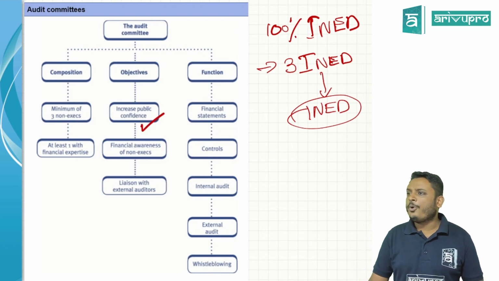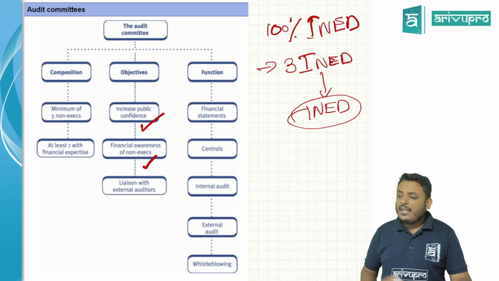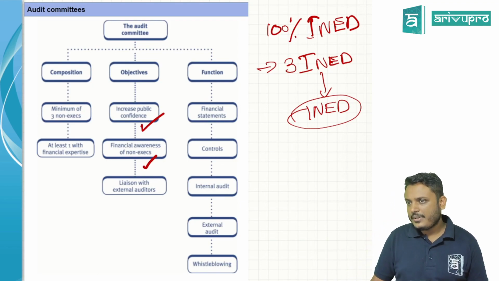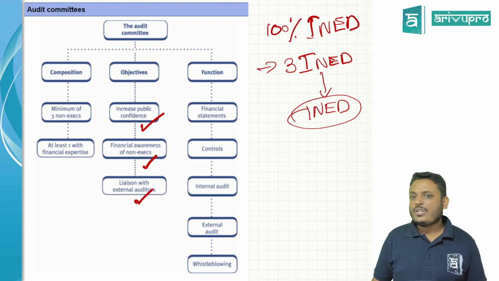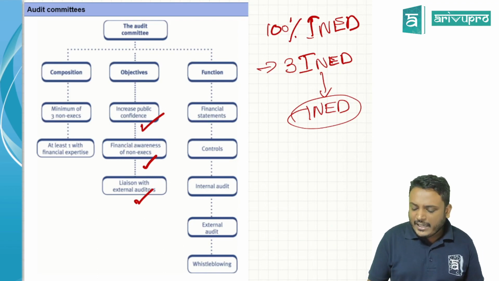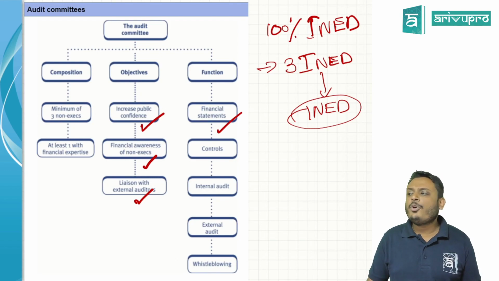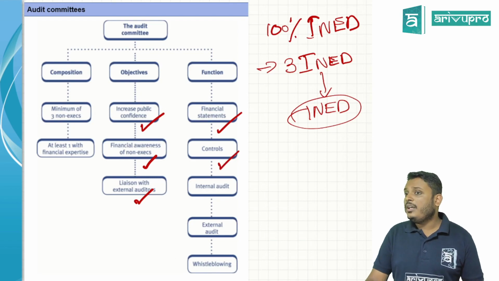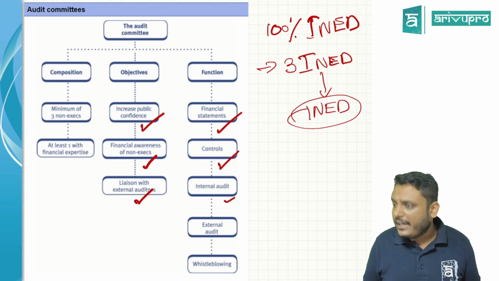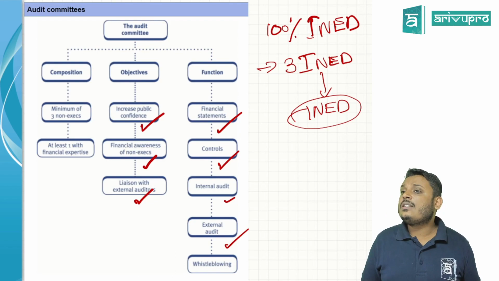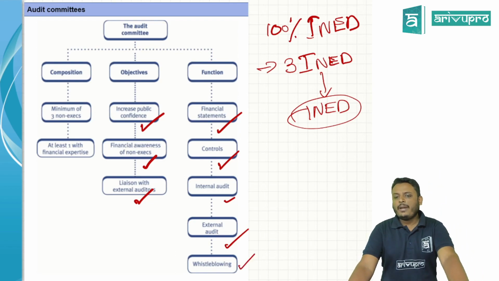And their objectives are given. Public confidence to be improved: the audit committee enhances public confidence, increases financial awareness, and maintains the relationship with the external auditor. Those are the objectives. The functions of the audit committee: reliability of financial statements improved, effective and sound controls, the internal audit function more independent and effective, external auditors' independence protected, and also whistleblowing. What do you mean by the term whistleblowing?